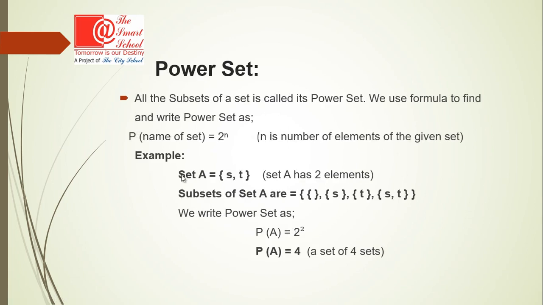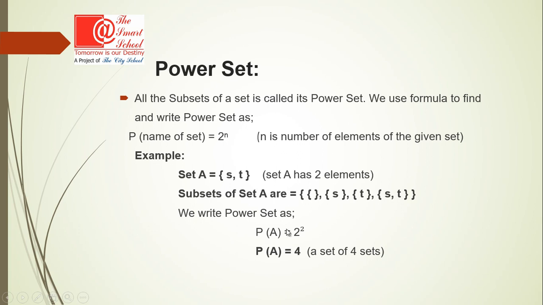Now power set. All the subsets of a set are called its power set. We use a formula to find and write power set as P, then in the bracket name of set, is equal to 2 to the power n, where n is the number of elements of the given set or the superset. For example, set A has elements S and T in it. Set A has 2 elements. So subsets of set A are: first is empty set, then next set has S as element in it, and this set has T as element in it, and the last one has S and T both as elements in it. So these are 4 sets.